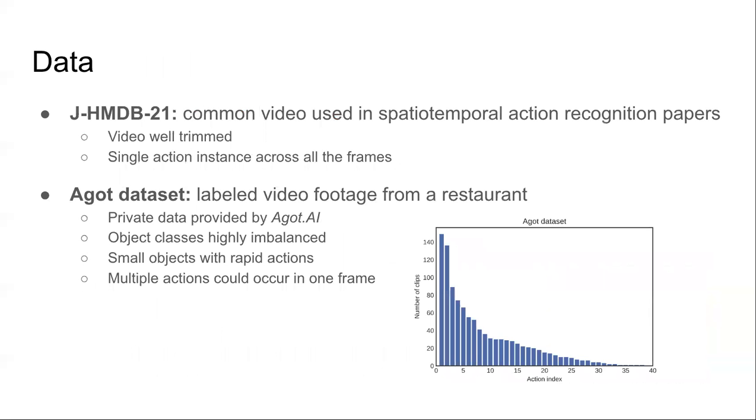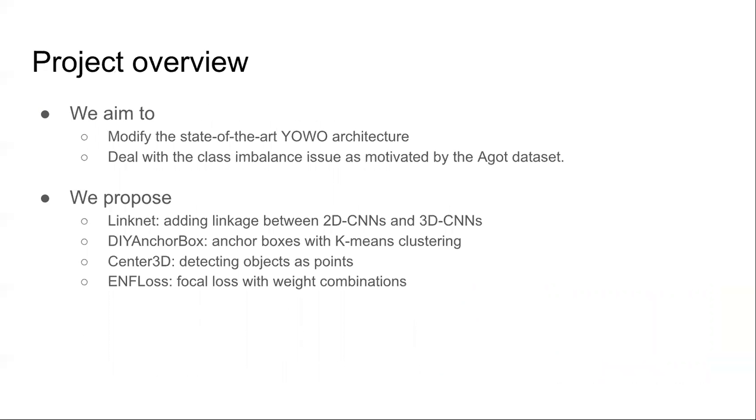Here, we use two datasets for our project. The first one is a well-trained public dataset called the JHMDB. Another dataset is a private restaurant dataset with highly imbalanced object classes, making the task of action recognition more challenging. For our project, we aim to modify the YOWO structure so as to increase action detection precision and reduce computational time. Also, we aim to deal with the class imbalance issue as motivated by the AGA dataset.